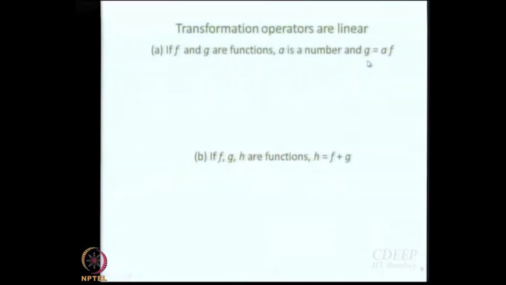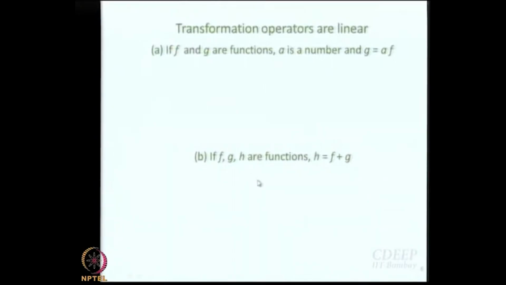transformation operators are linear. What is the meaning of transformation operators are linear? We can consider 2 cases here. First is, let us say f and g are 2 functions, a is a number, a scalar, and g equal to af. In this case, if the transformation operator is linear, what should I write? That OR g should be equal to a into OR f, isn't it? Then it will be linear.